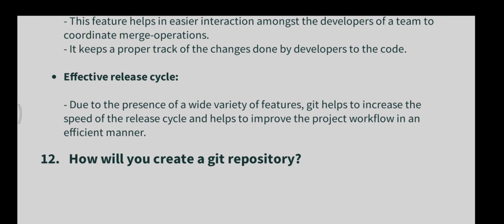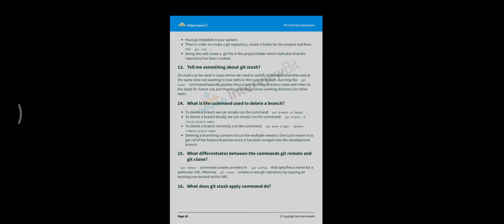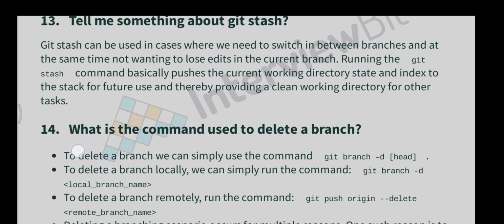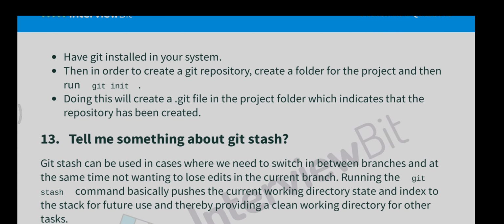How will you create a Git repository? Have Git installed in your system. Then, in order to create a Git repository, create a folder for the project and then run git init. Doing this will create a .git file in the project folder which indicates that the repository has been created.